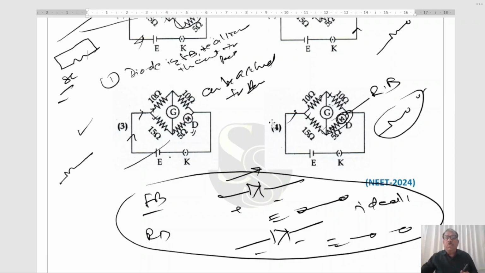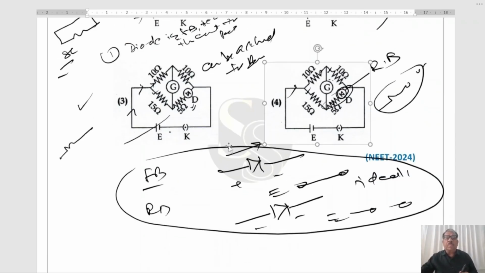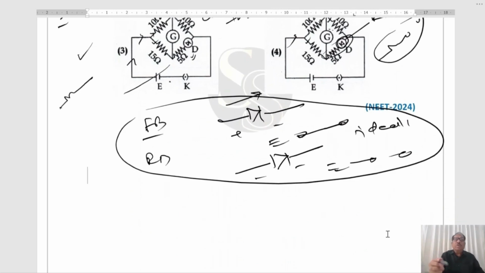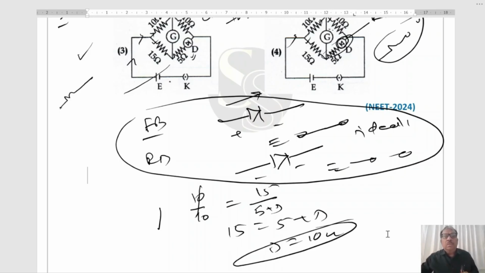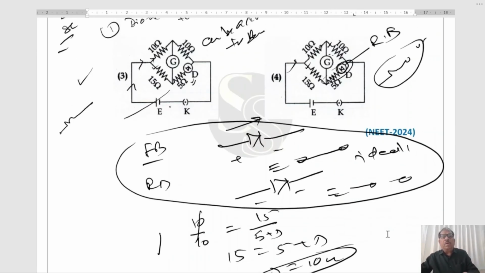If we have to balance it, so what is the resistance of D? Let's calculate it. 10 by 10 equal to 15 over 5 plus D. 10 by 10, 1. This comes out to be 15 equal to 5 plus D. D comes out to 10 ohm, right? P by Q equal to R by S. 10 by 10 equal to 15 over 5 plus 10. This is the correct answer. So third option is correct option. Next question.